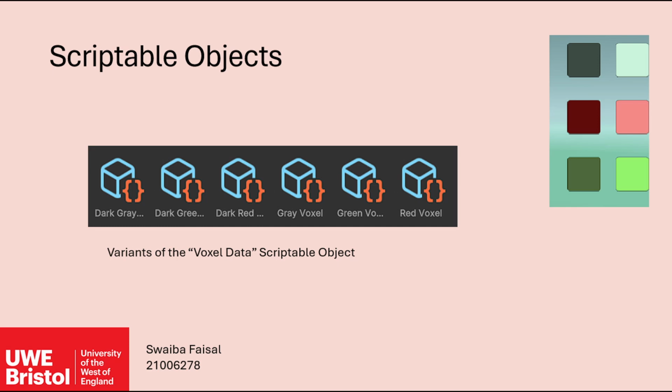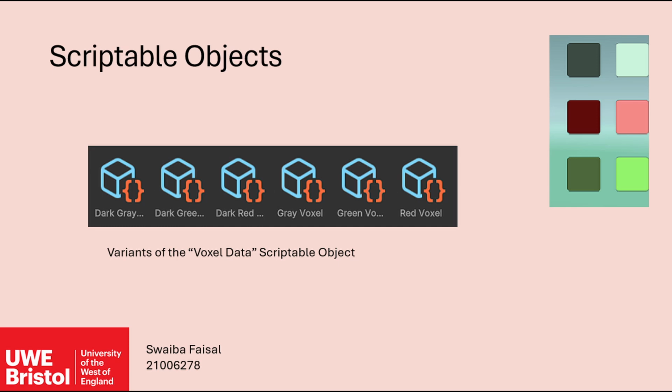The top right of the screen shows in-game UI for choosing different colors for the voxels. Attached to each of these buttons via another script is one of these scriptable objects. When you click on one of these buttons, it grabs the color held in the scriptable object and then applies it to the brush.